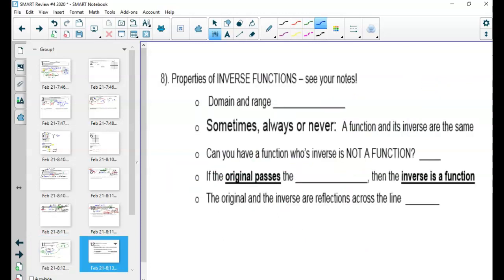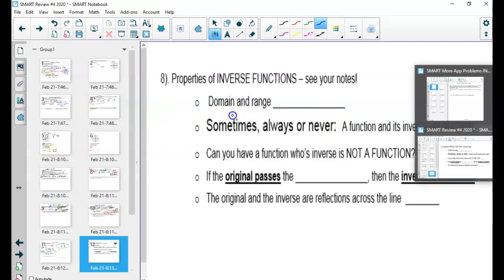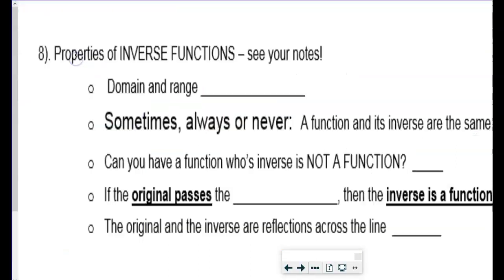These might be a little tricky for you guys because last time I had you check all that were true, and this time I'm going to have you draw me examples and do some more higher level thinking, so be careful. Domain and range. When it comes to inverses, they switch. So if your domain of one guy is negative infinity to infinity, that means the range on the next guy will be negative infinity to infinity.